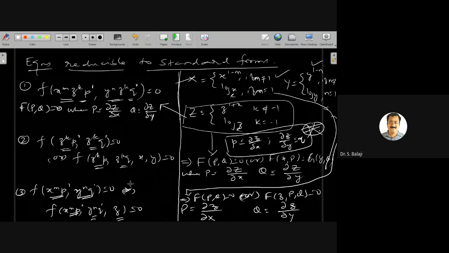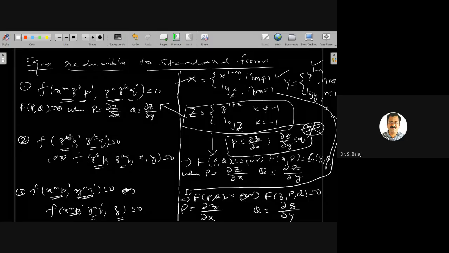Therefore, this type of equations can be converted into any one of the standard types with the help of the substitution. This is the common substitution: x with the product with p, y with the product with q, you can use these two. Z only with the product p, you can use this one. So this is the idea you have to think about to convert the given equation into standard type.